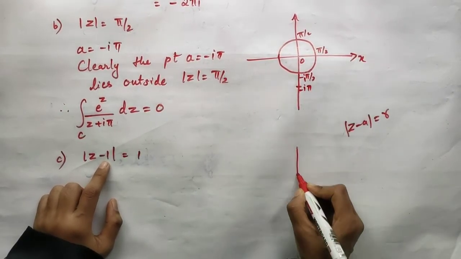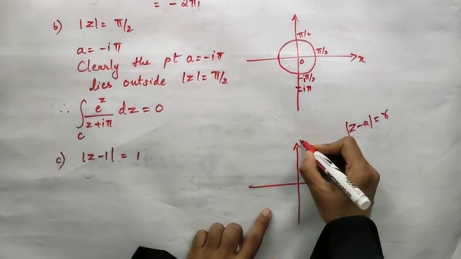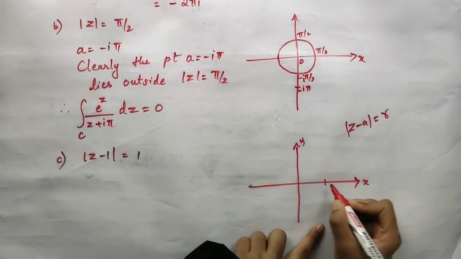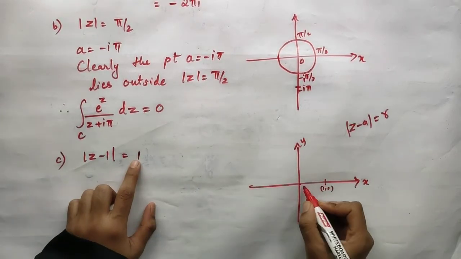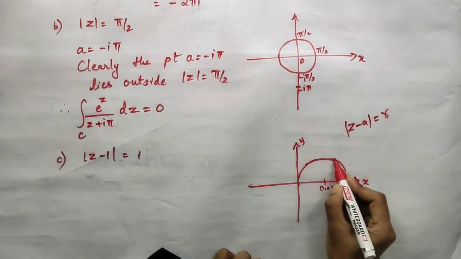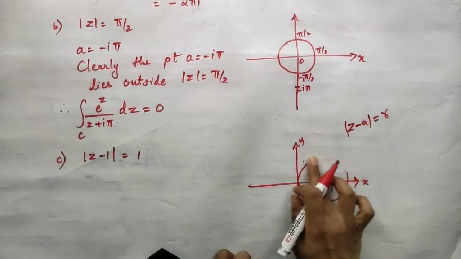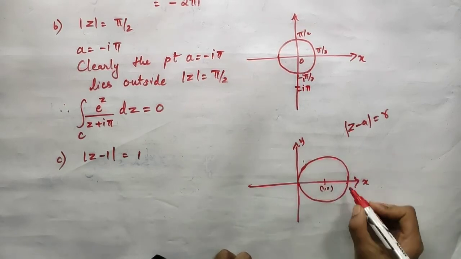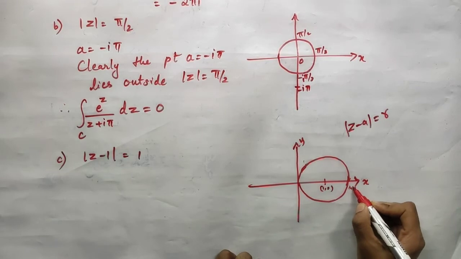Similarly here 1 is there, so the center is 1 comma 0. So let us draw the circle for this particular example. The radius is 1 unit. So if I consider this as the point 1 comma 0, this is my center, and since the radius is also 1, it is passing through the origin. This is the circle. Now if this is 1 and the radius is 1, this becomes 2 comma 0.